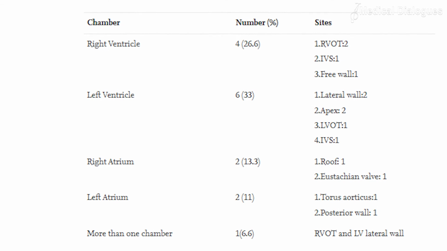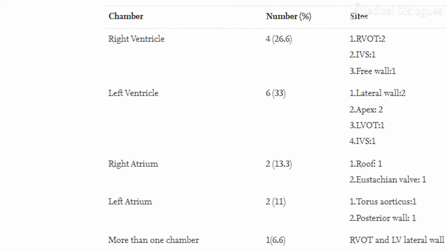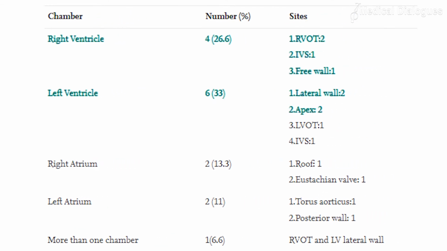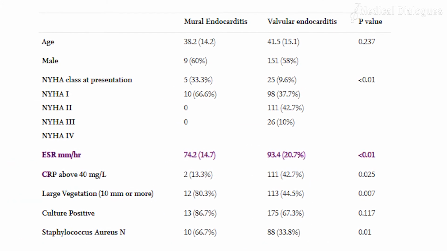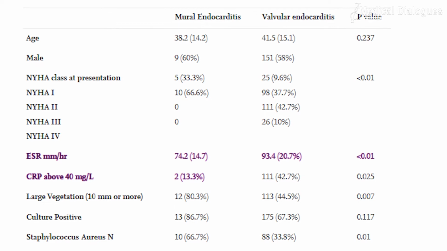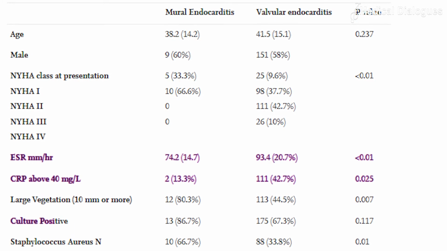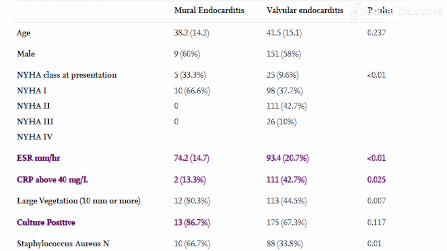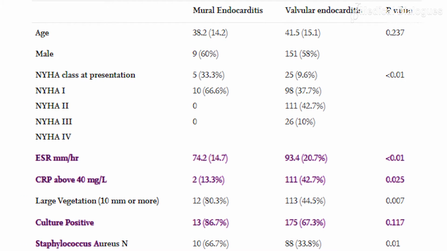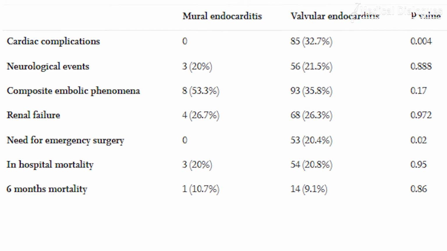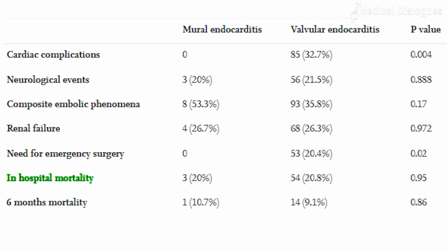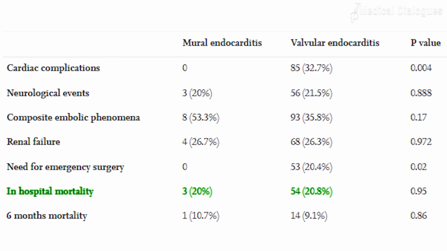Many aspects were compared between the two groups, and it was found that ventricles were the commonest sites of vegetations. The inflammatory markers like ESR and CRP were low in mural endocarditis compared to the rest. The culture positivity was high in mural endocarditis patients, and Staphylococcus aureus was the commonest organism. Mural endocarditis patients had similar in-hospital mortality to the rest of the patients.